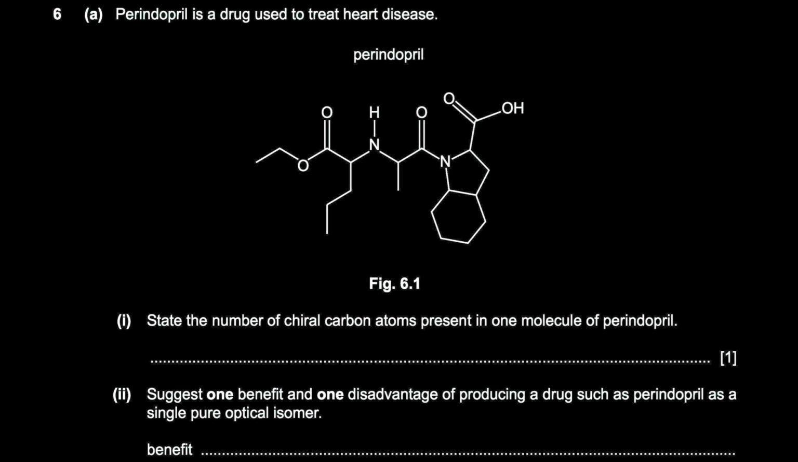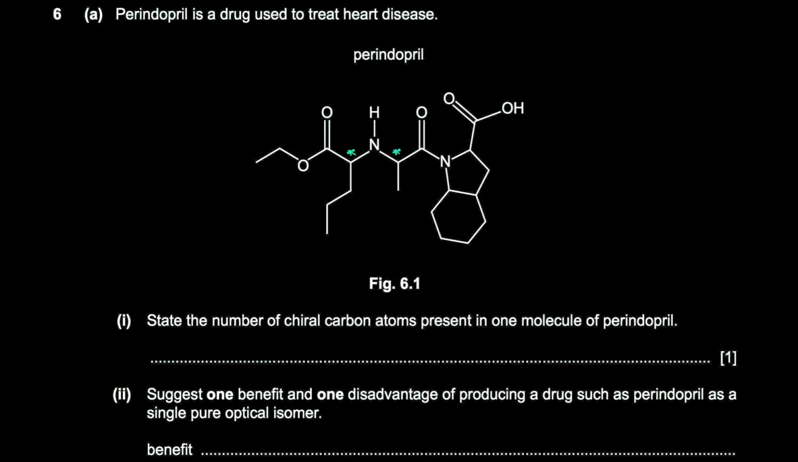So here we have question number 6, which says perindopril is a drug used to treat heart disease. State the number of chiral carbon atoms present in one molecule of this compound. So here we're going to start on the left. This is a CH3, CH2, because these aren't chiral carbons. Here we have a double bond, so that's not chiral. This carbon over here is chiral, so that's one. This carbon here is chiral.